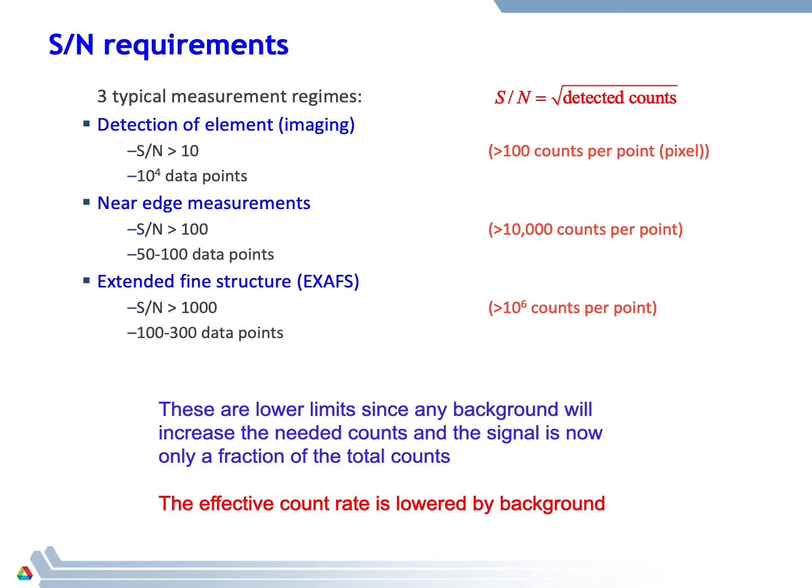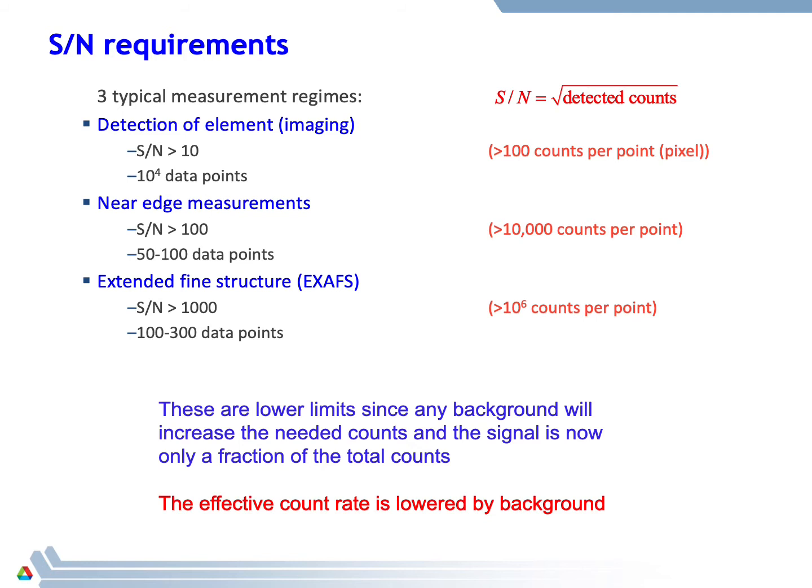The more difficult experiment is the extended X-ray absorption fine structure, the EXAFS. In that case, you definitely want a signal-to-noise greater than about 1,000. Ideally, you'd like maybe 10 to the fourth. So that means you need more than 10 to the 6 counts per point, and you have at least 100 data points, maybe more, in the EXAFS spectrum. So now you're getting up in the range of 10 to the 8th, or even more total counts to get the whole spectrum.